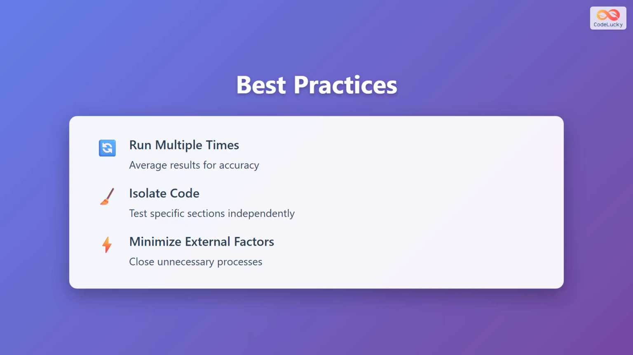To get accurate and reliable measurements, follow these best practices. First, run your measurements multiple times and average the results for accuracy, because single measurements can be affected by temporary system conditions. Second, isolate the code you want to test by measuring specific sections independently rather than entire scripts. Third, minimize external factors by closing unnecessary processes and programs that might affect your measurements. Following these practices ensures your performance data is reliable and useful for making optimization decisions.